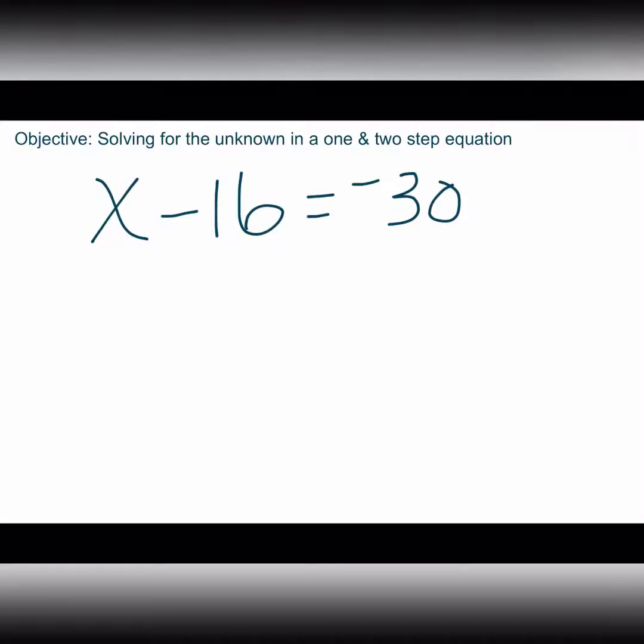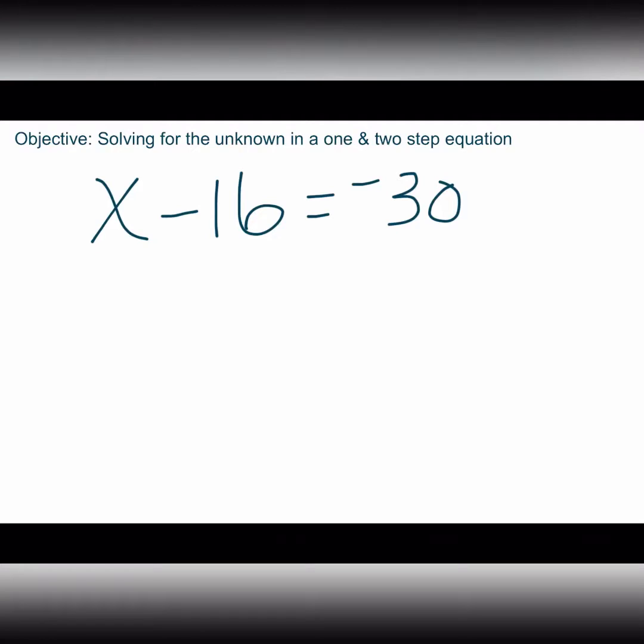So our first lesson today is going to be on solving one-step and two-step equations. So I'm going to go over a bunch of example problems for you. So this first problem, first thing we want to look at is what is going on in the problem. So it's x minus 16 equals negative 30.